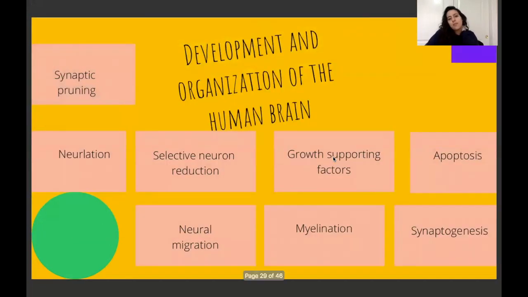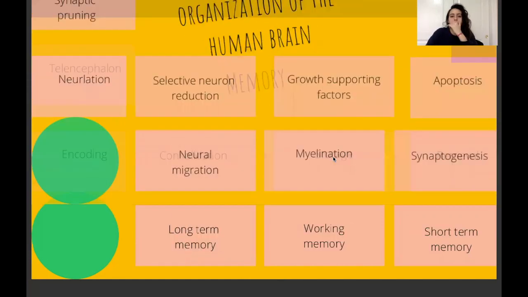Okay, development and organization of the human brain. I hope that you guys do not kill me, because there's a lot, but it should help you. Synaptic pruning, neurulation, selective neuron reduction, growth supporting factors, apoptosis, neural migration, myelination, synaptogenesis. All of these things are super important. Make sure to, again, pause and really think: what are these, and how do they affect the organization of the human brain?